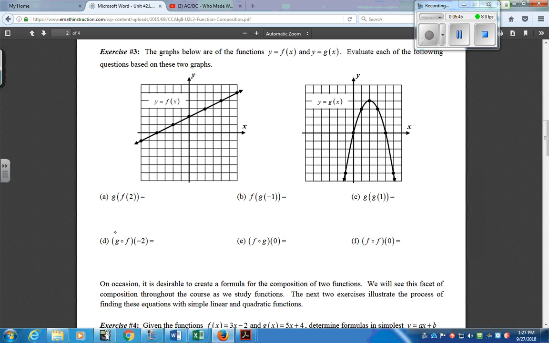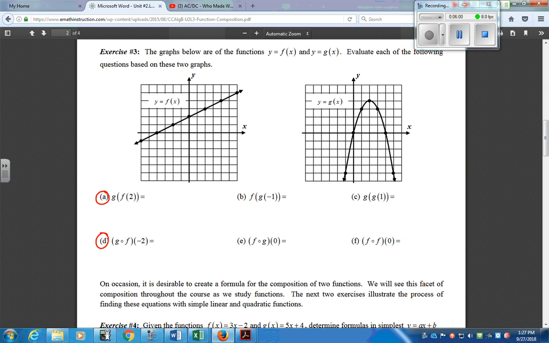Now this one, they give us graphs, so there's nothing we could type in the calculator right now. We've got to get our points from the graphs. So I'm going to do a couple of these ones. We'll do A and D together. Okay, we're going to do those ones together.